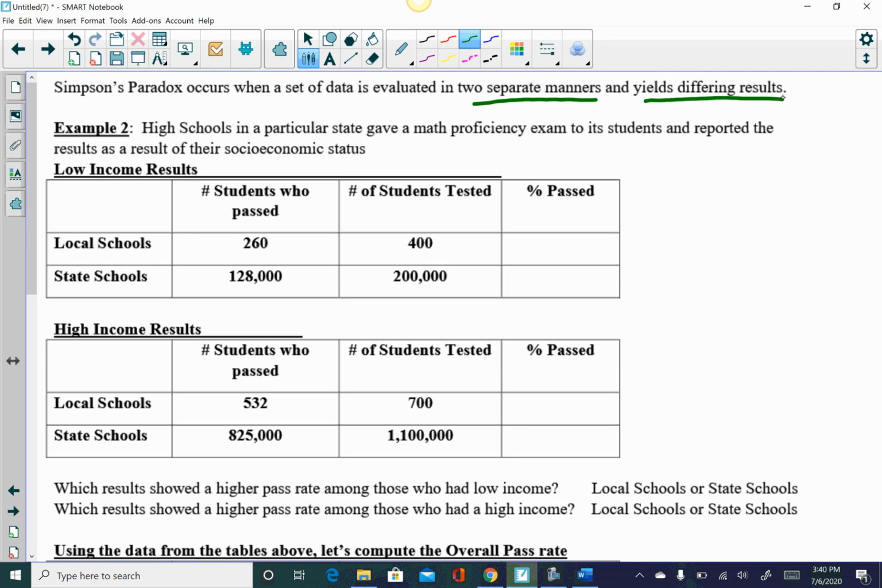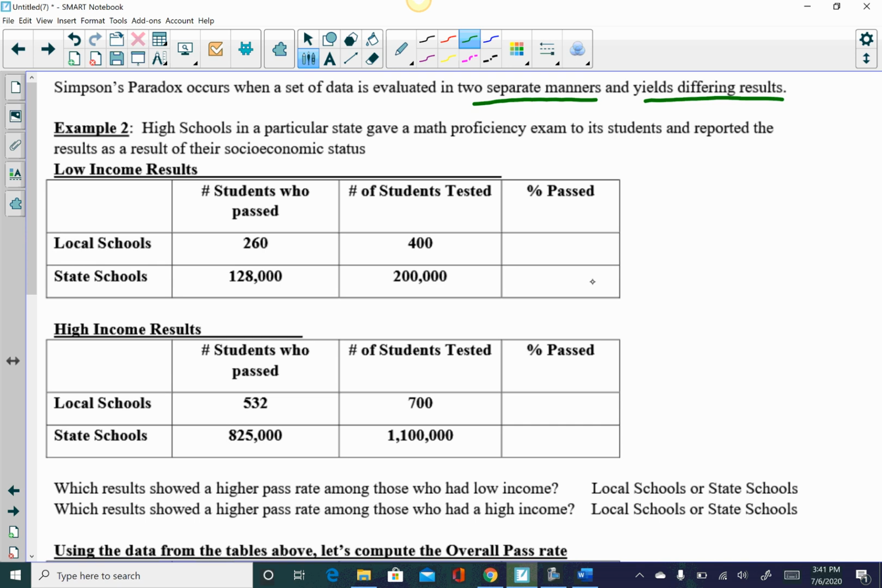Okay, so here it says the high schools in a particular state gave a math proficiency exam to its students and reported the results as a result of their socioeconomic status. So you have low-income results and high-income results that are reported here. Local schools versus state schools. So they've got the number of students who passed, the number of students who were tested, and then they want the percent that were passed.